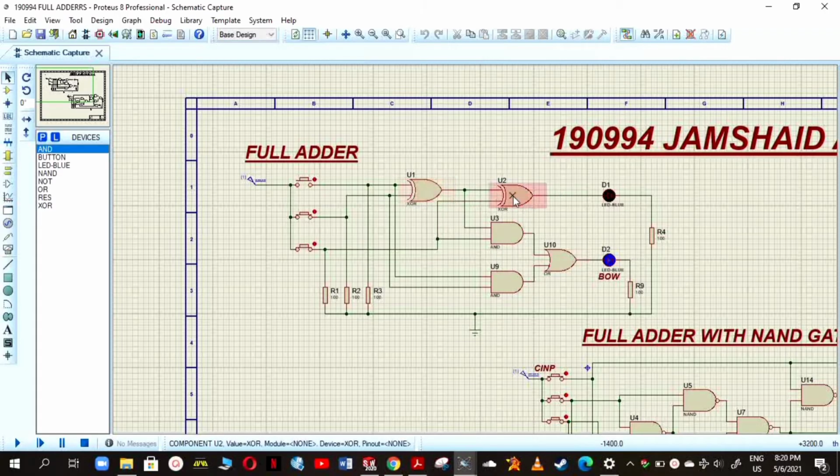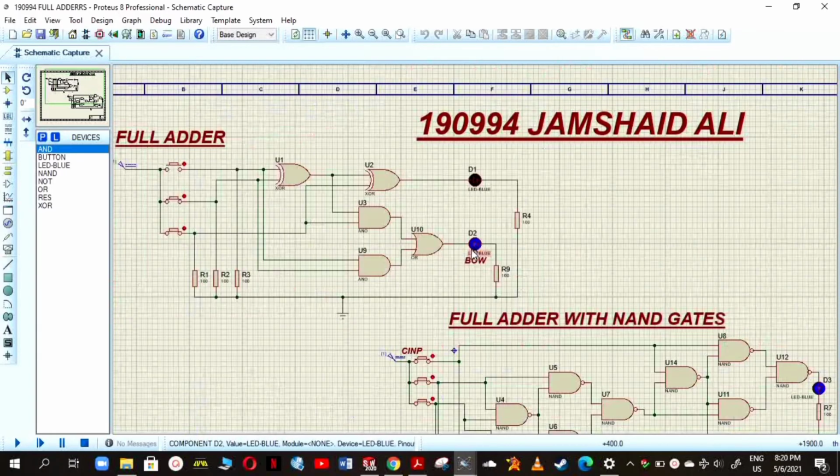Here I used 2 XOR gates and 2 NAND gates, and with the help of an OR gate I got their output as a sum. And this LED, if it blinks, shows we are borrowing 1. So by running our circuit, you can see here, if I am applying 1 on all the inputs, then I am seeing 1 here and borrowing is 1. It means I am borrowing 1 input.